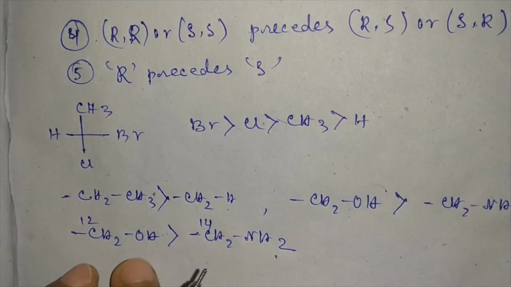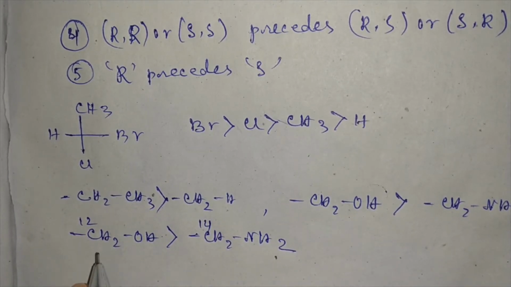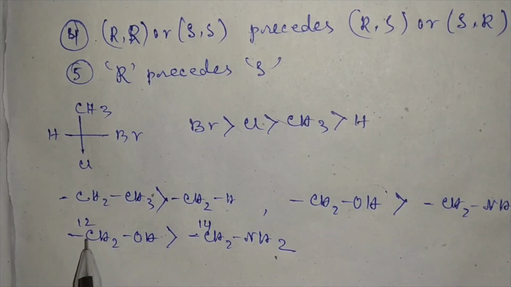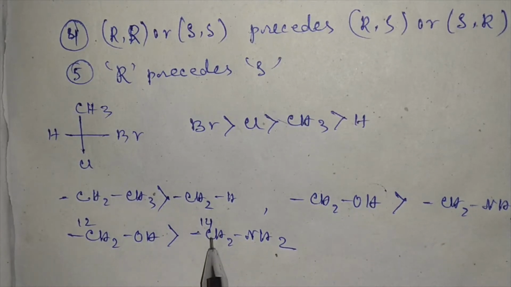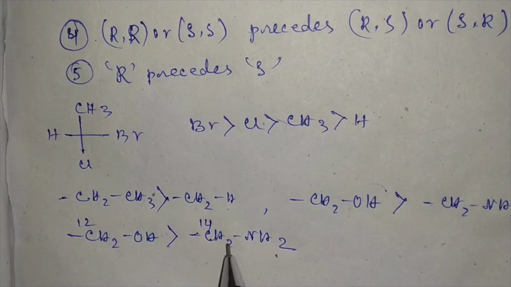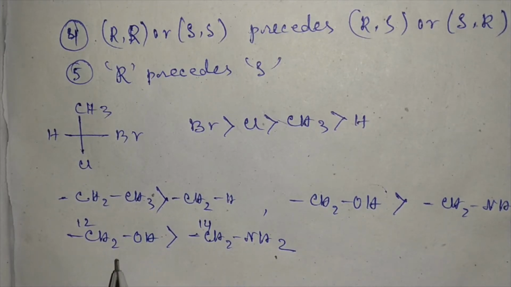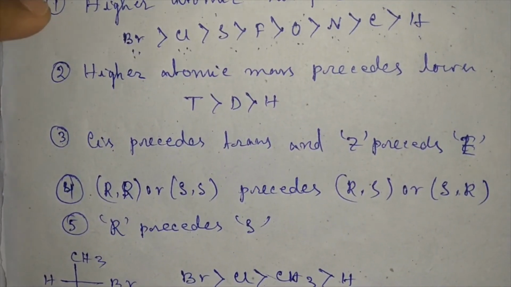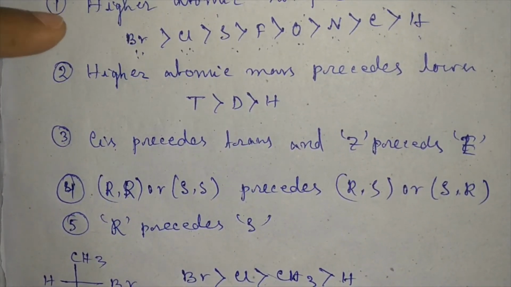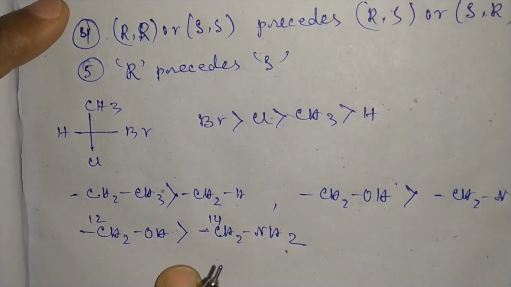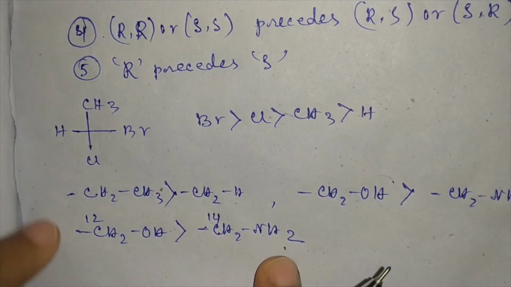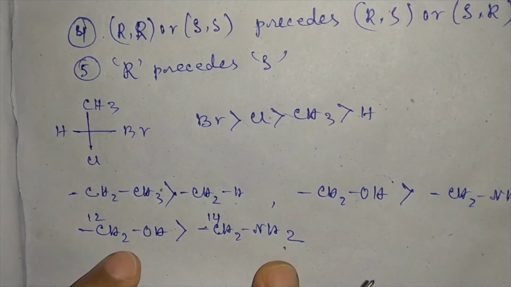This will have higher priority than this, because you may think that here C14 is there, so it may have higher priority than this. But first we have to follow this rule. If we are not able to decide the priority sequence with this rule, then we will go to the second. We are deciding the priority sequence with the first rule. So this will be the priority sequence.